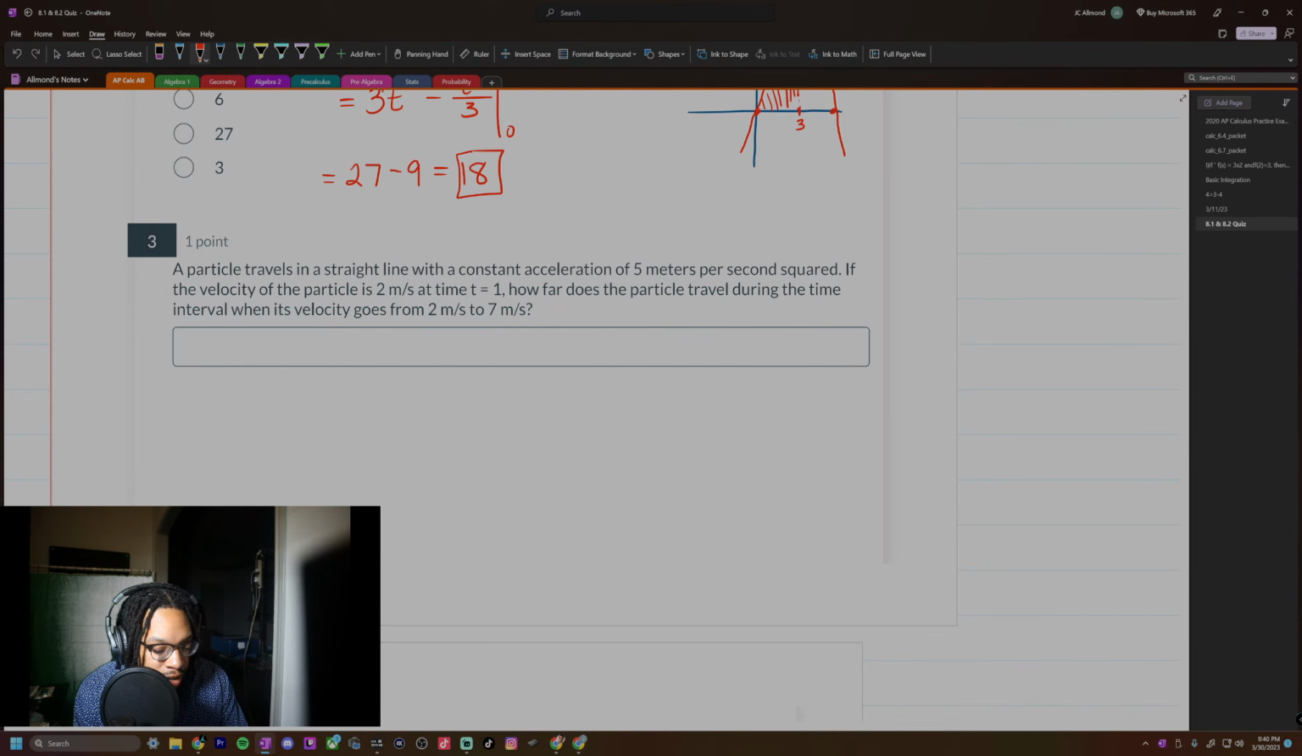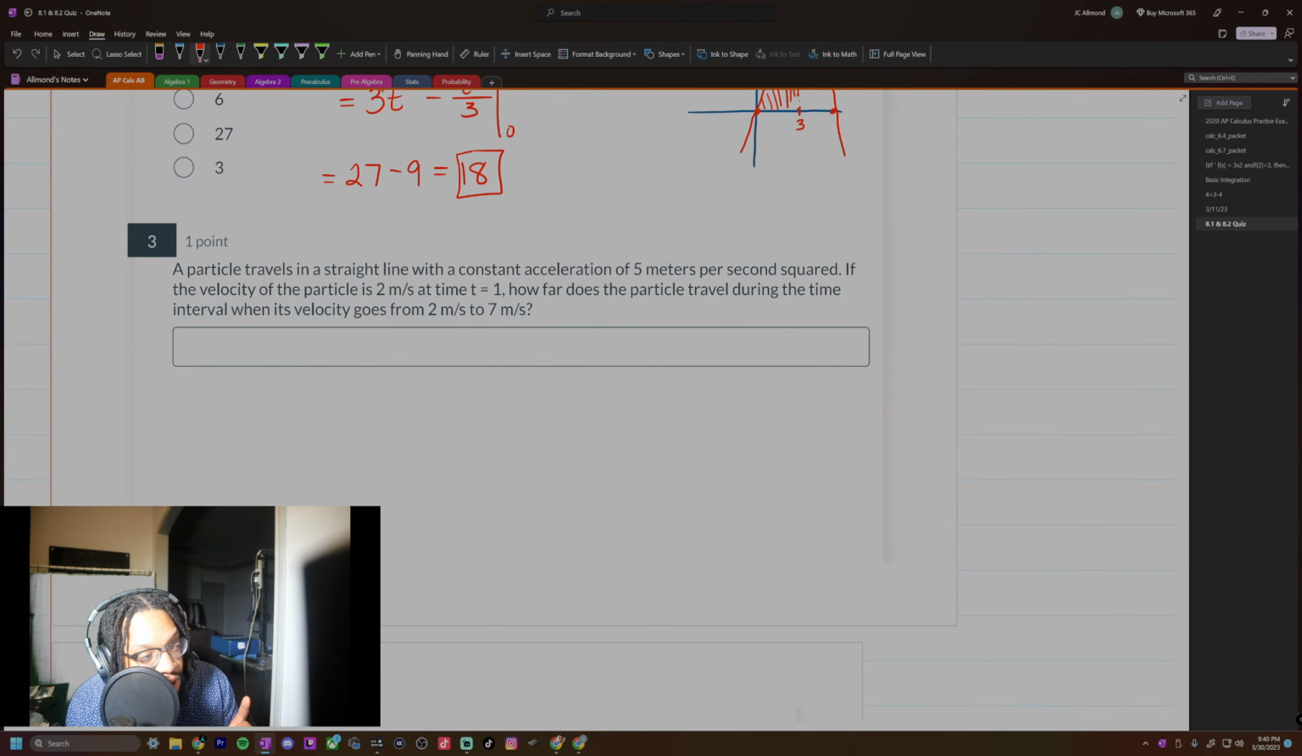I gotta figure out how to get this YouTube link sent so that I can share it with people. What did it give me? It gave me acceleration. If the velocity is 2 at time t equals 1, how far does the particle travel during the time interval when its velocity goes from 2 meters per second to 7 meters per second?